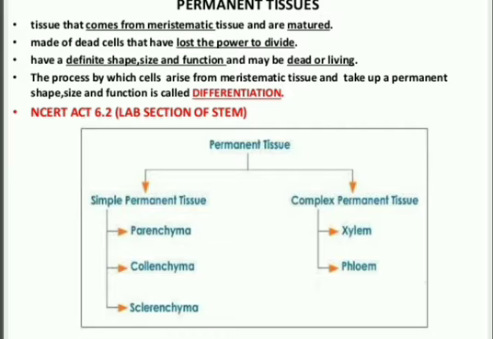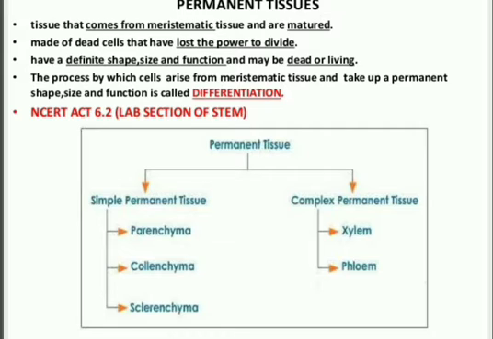Then collenchyma gives flexibility to the plant. Then sclerenchyma, we have completed that it provides hardness and stiffness to the plant. So next, today we are going to discuss xylem and phloem, which come under complex permanent tissue, and as a whole they are also called vascular bundles.